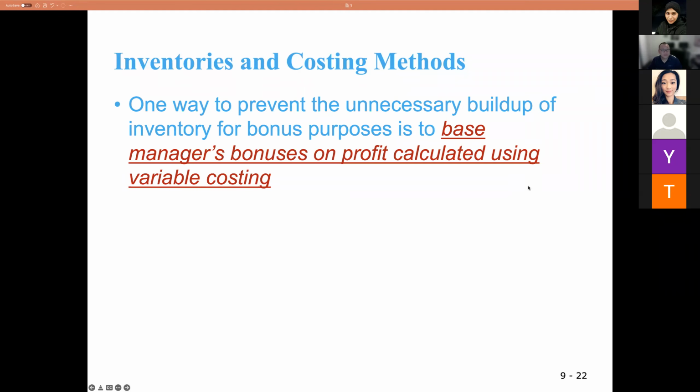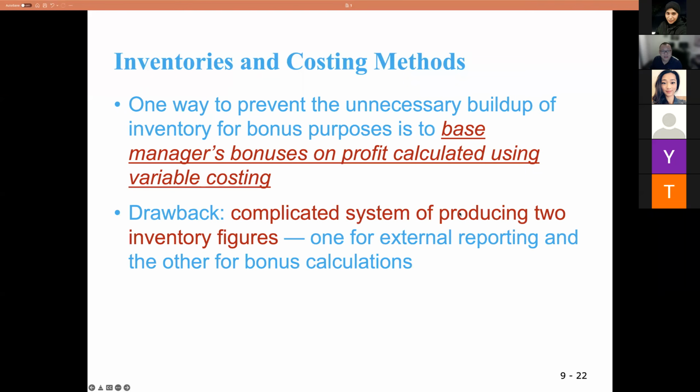Okay, so the one way we just talked about is that we are going to use variable costing. The bonus will be based on the numbers under variable costing. And the bad thing about that would be you have two sets of figures, right? It's more time consuming.